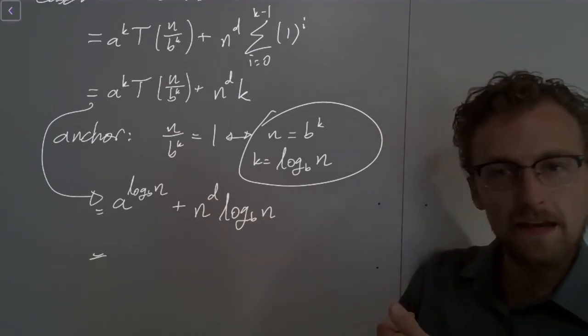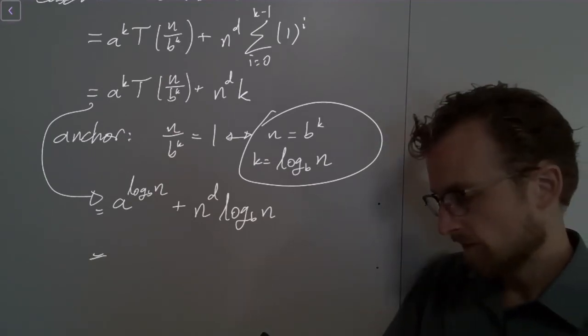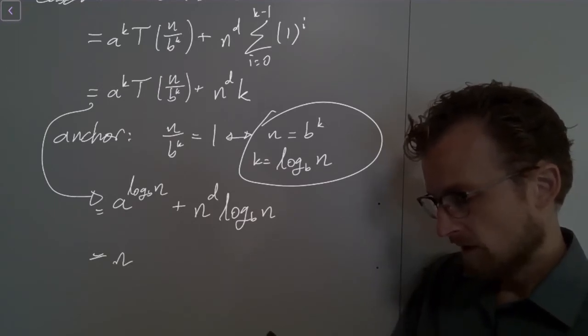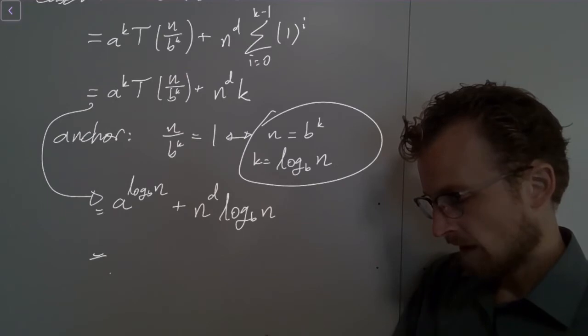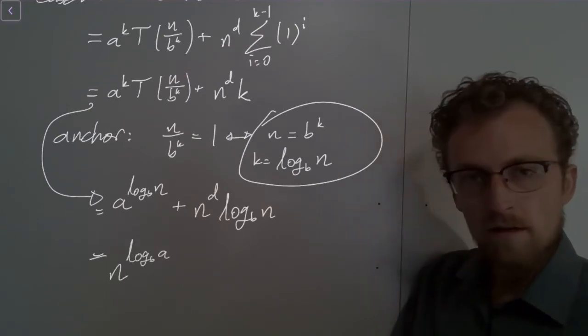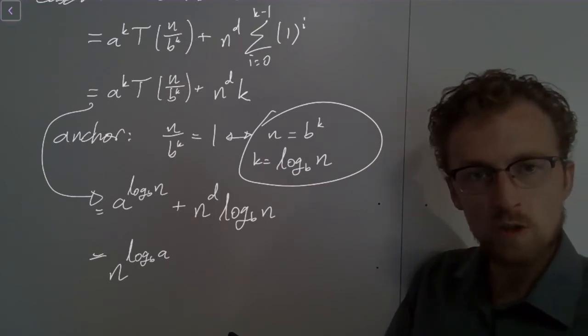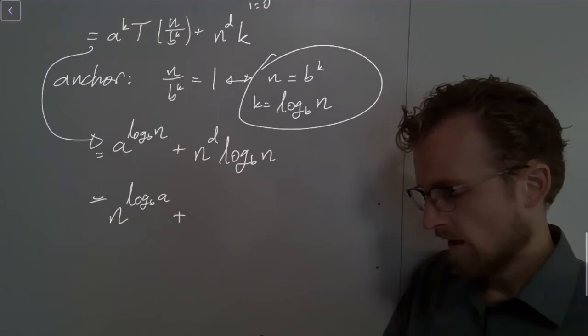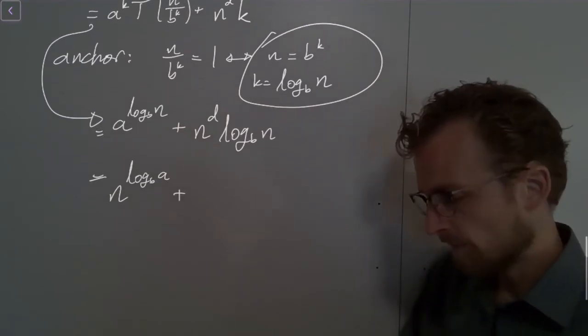Well, we swap the a and the n, right? That's a fundamental fact of logarithms. So we have this polynomial thing on the left that says n to the log base b of a, right? So that's the total effort that's consumed by recursion base cases. That's the recursion part, if you will, plus n to some power, right?